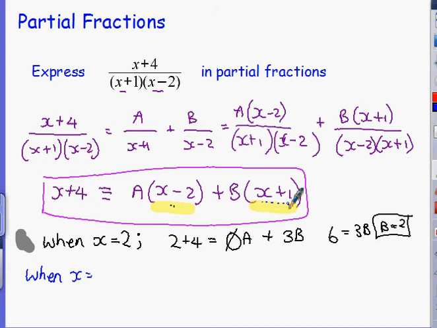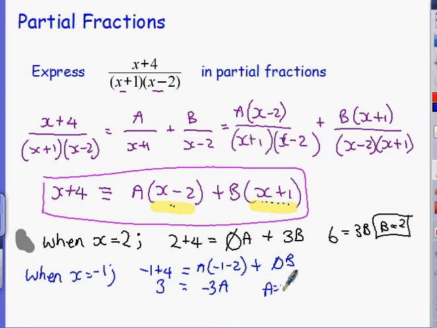Okay, then we're going to say when x equals minus 1, then we sub it in. We've got minus 1 plus 4 equals minus 1 minus 2, plus, we know that's 0B. So minus 1 minus 2 is minus 3A, and minus 1 plus 4 is 3. So A has got to be minus 1.